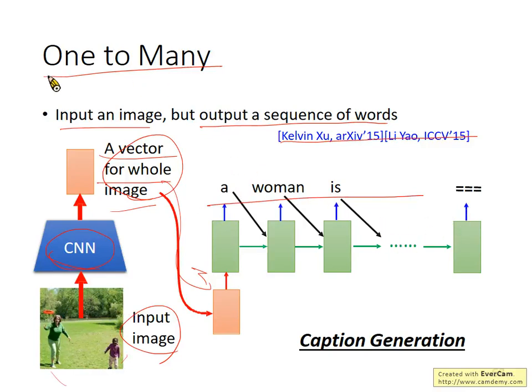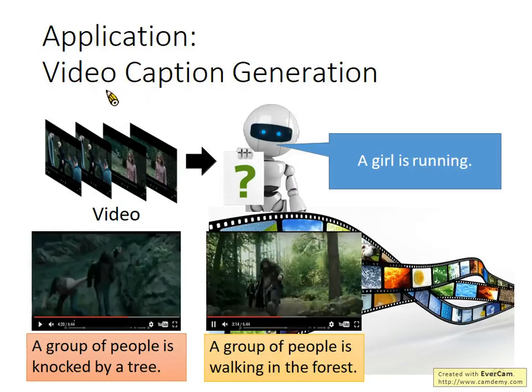This is a very important research topic in recent 2 or 3 years, especially in the computer vision society. We can do image captioning. We can also do video captioning. Given a sequence of video frames, we can output a sentence to describe the input video, like "a girl is running", or "a group of people is knocked by a tree", and so on.